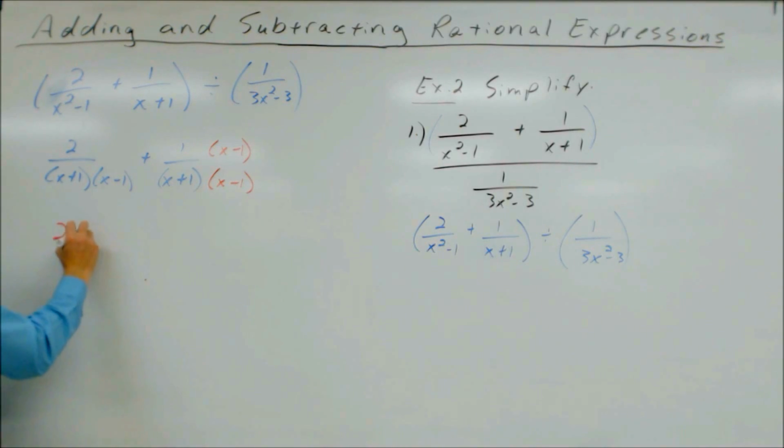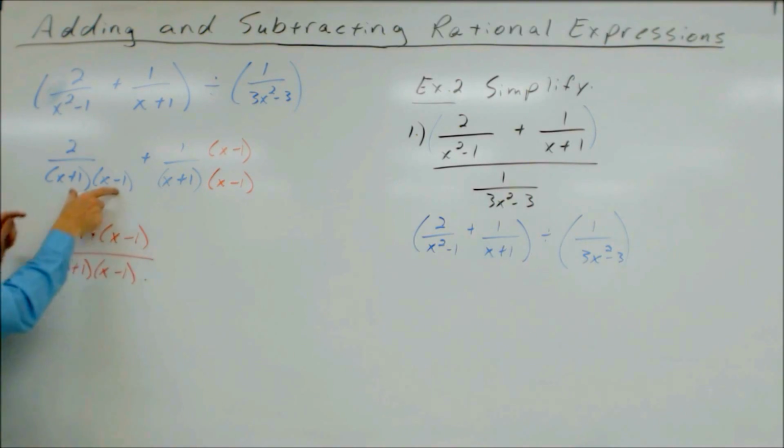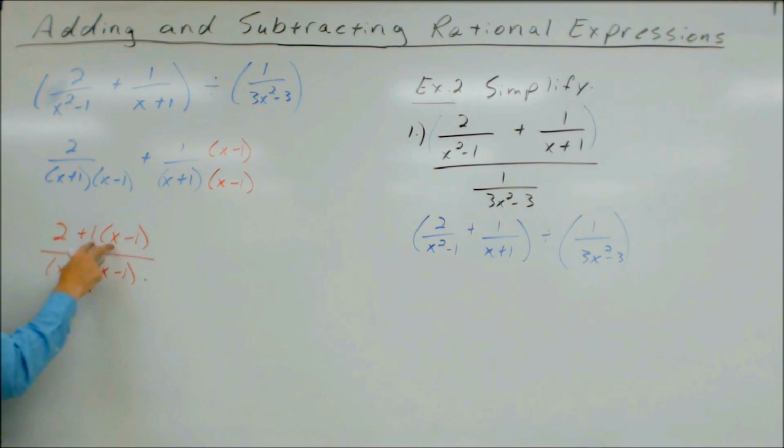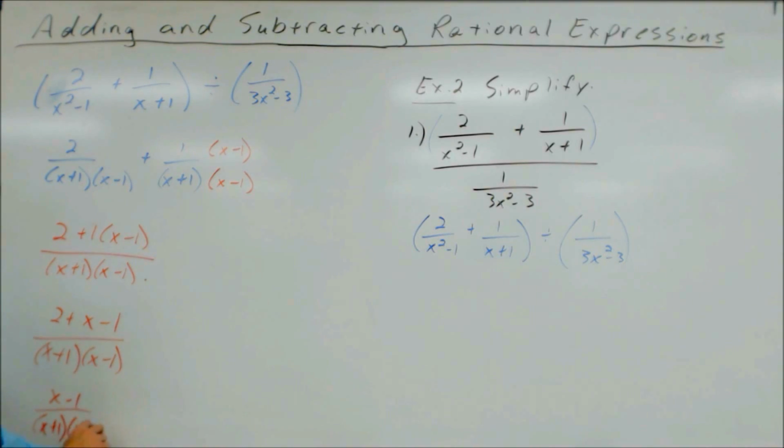Combine your numerators, 2 plus 1 times x minus 1 over x plus 1 times x minus 1. Keep your common denominator, combine your numerators. I simplify that down. Well, this is just 1x minus 1. So we're going to get, what's that end up being? 2 minus 1 is 1. So that's going to give me x minus 1 over x plus 1 times x minus 1. So that actually gets really nice because I can simplify this a little bit, can't I?